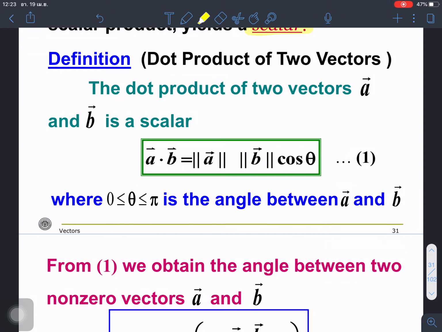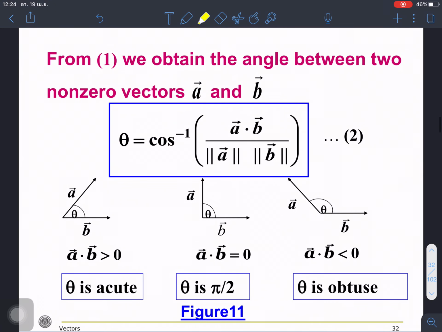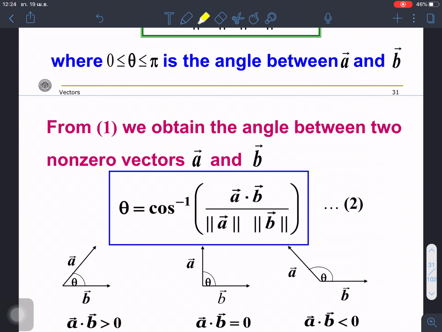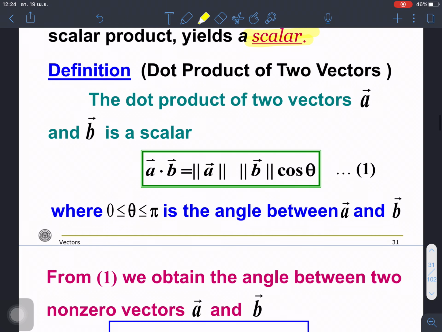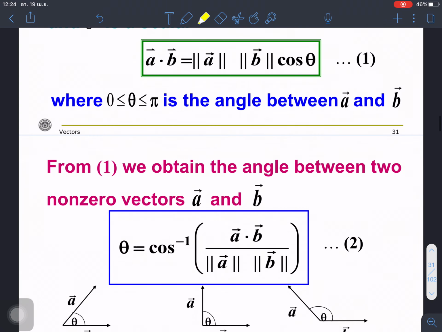So we have this definition: you have vector A and vector B, and you want to find the dot product, vector A dot vector B. It's going to be the modulus of A multiplied by the modulus of B times cosine theta, where theta has to be between 0 and pi, and theta is the angle between vector A and vector B. But I have to explain how we measure this theta.